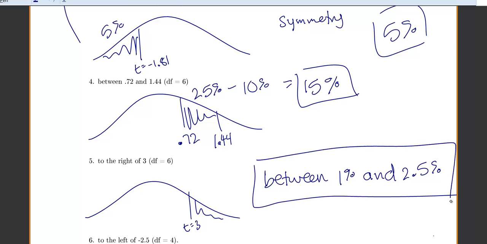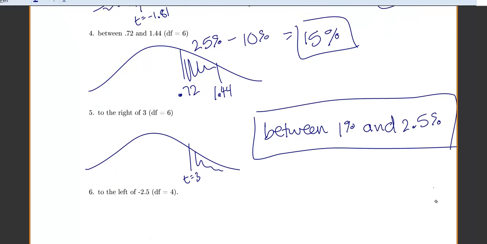We don't try and figure out exactly what it is. If we really wanted to, we could use a calculator. But as far as the purposes for this class, you could just say, okay, it's between 1 and 2.5%.